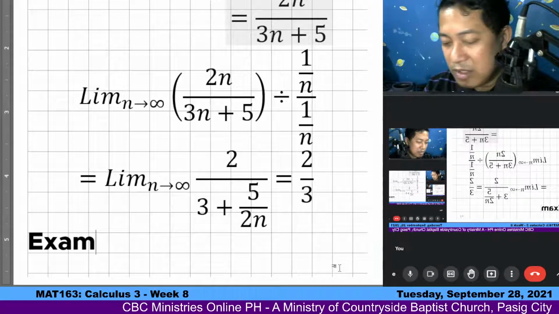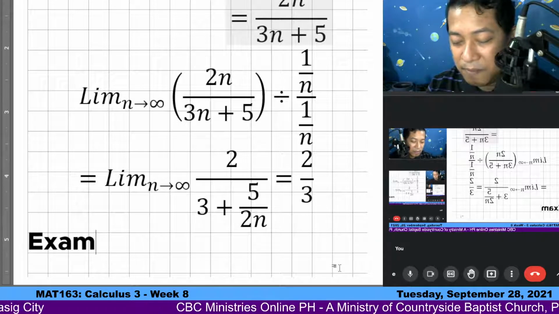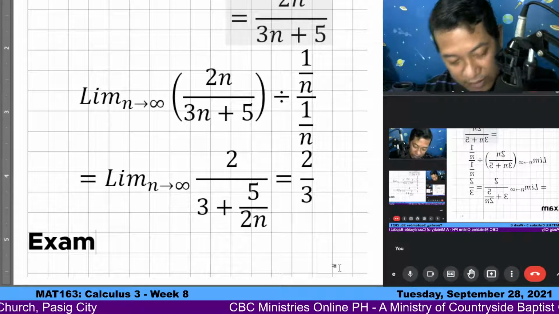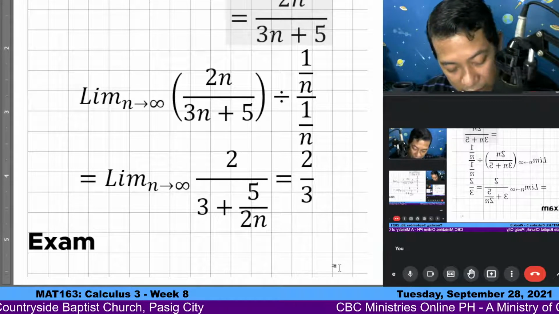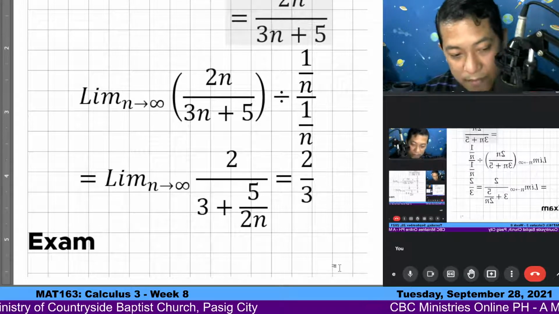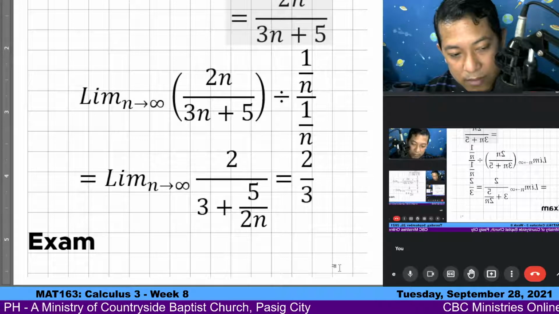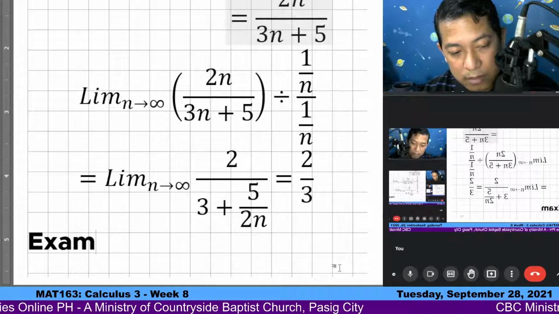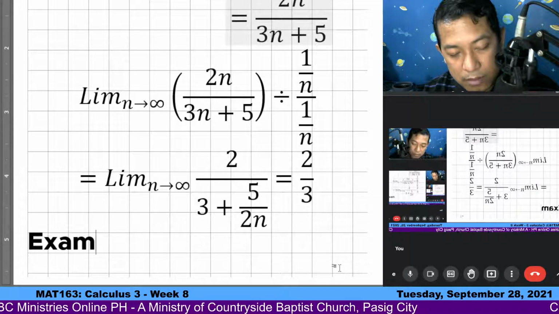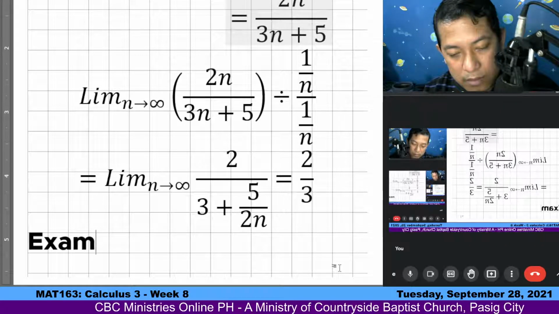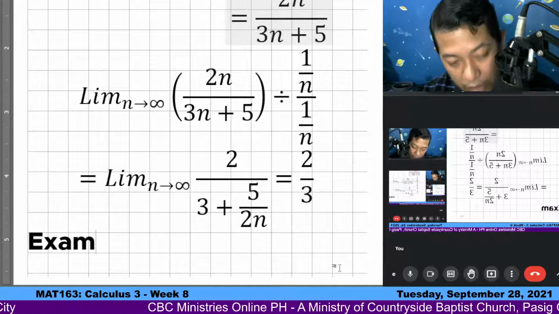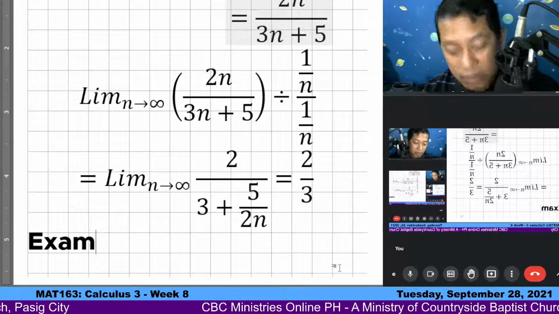Para sabi ko sa estudyante kay Dale, ay isang pisa na lang. Okay? Isang pisa na lang siya. Okay? So, ayan mga kapatid. So ayan. Sige, noted dyan.